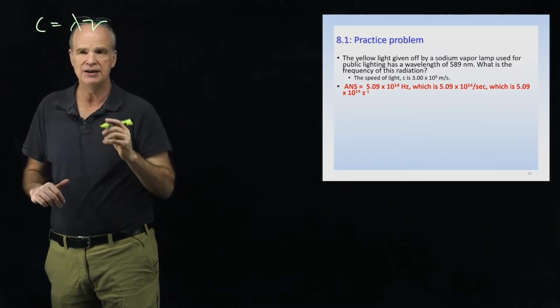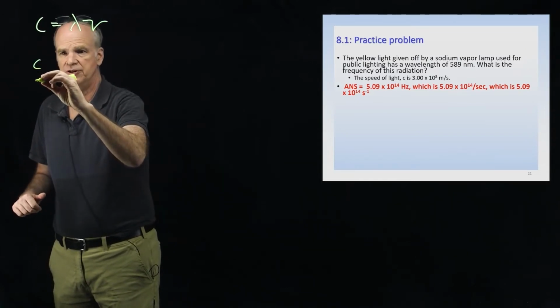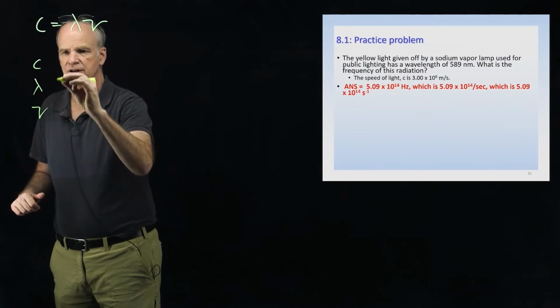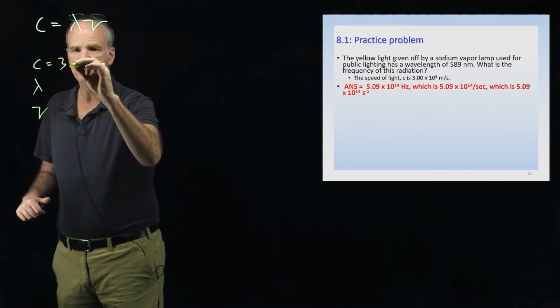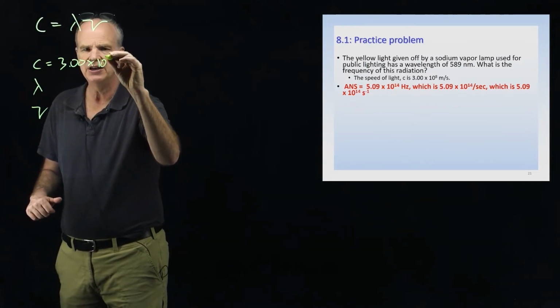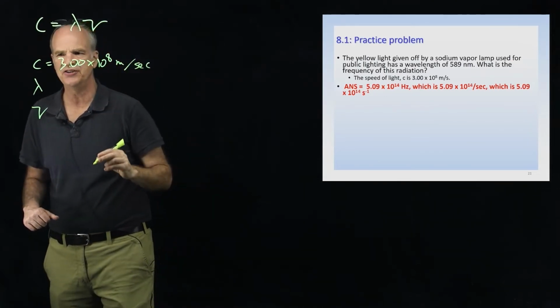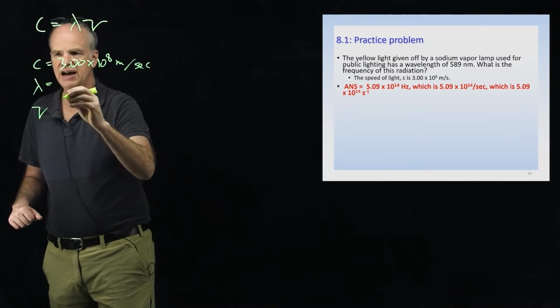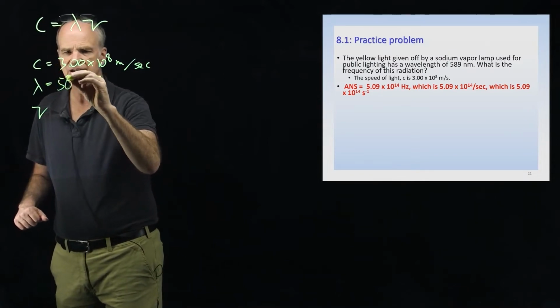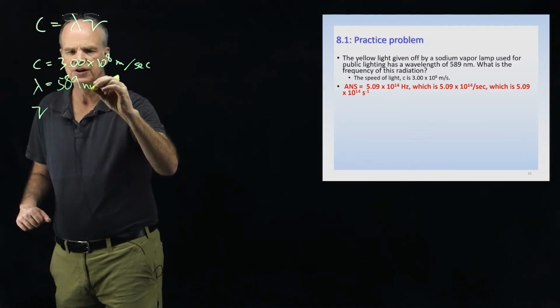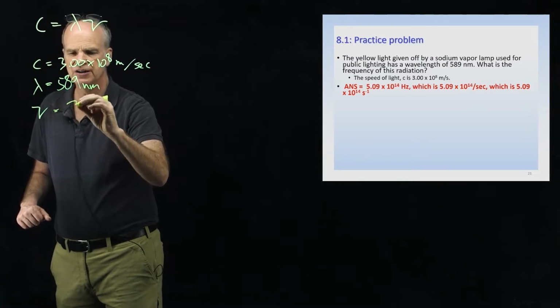So let's go ahead and assign variables here, like this. So we know that c is 3.00 times 10 to the 8 meters per second, and this will be given to you on your test. Wavelength, right now we have 589 nanometers, and frequency is what we're trying to find.